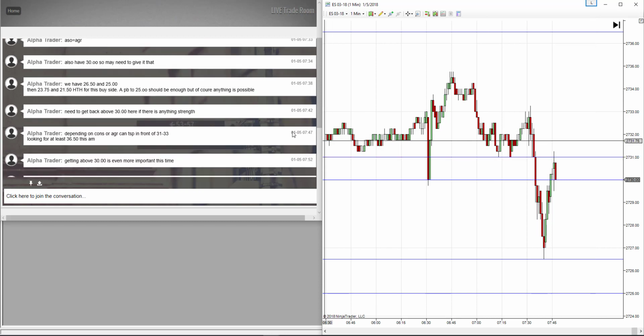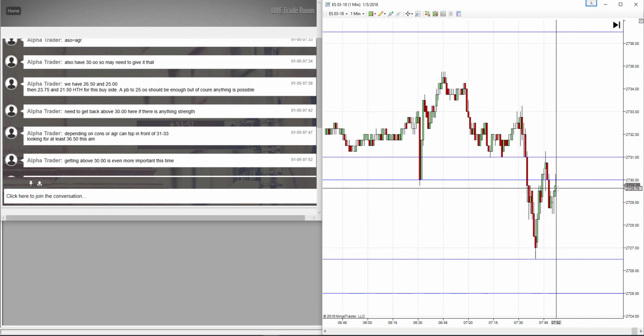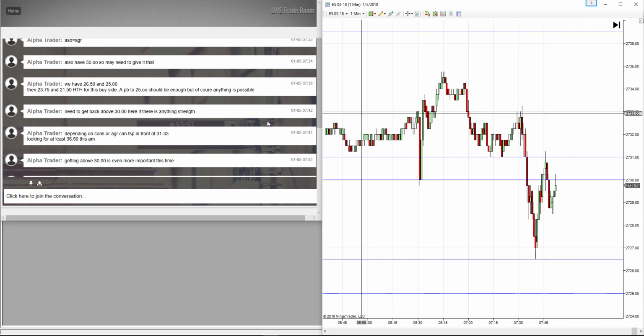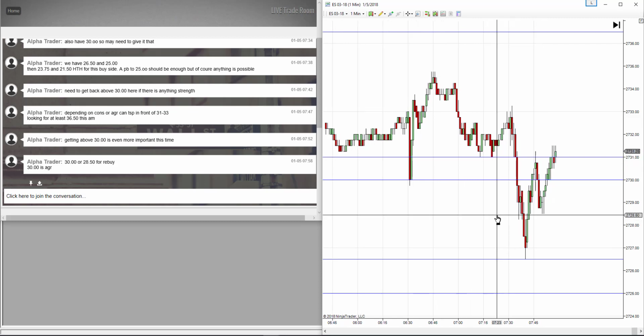Okay, so then the next post was at 52, so another 5 minutes later, which was right here, and that says getting above 30 is even more important this time. So this 30 level is really kind of a tipping point that is going to really tell us if we're going to make it to this 36.5 or not. And then at 58, so 6 minutes after that, 30 or 28.5 for rebuy, 30 is aggressive. So let's see how that materialized.